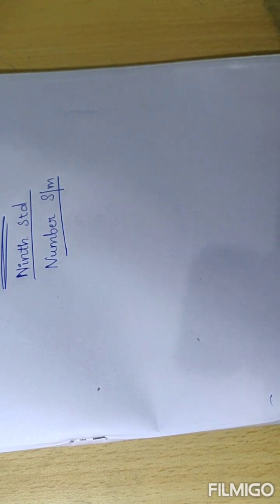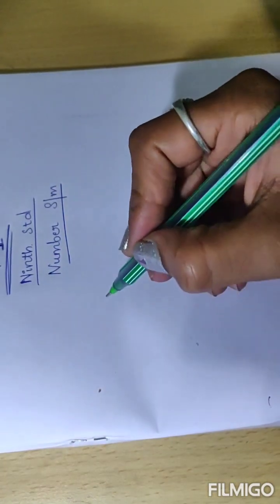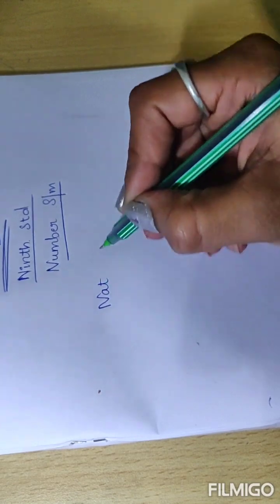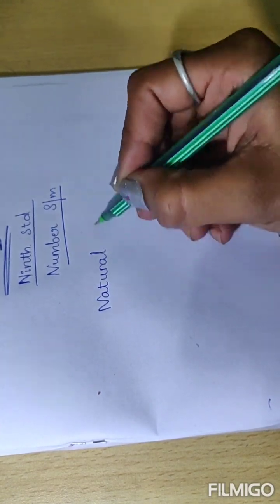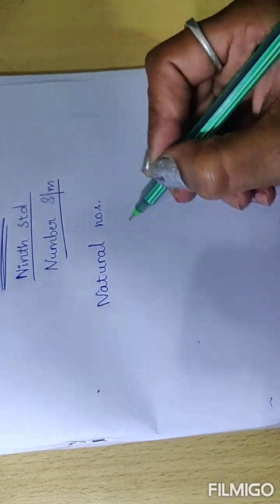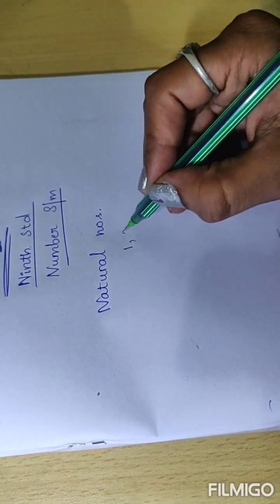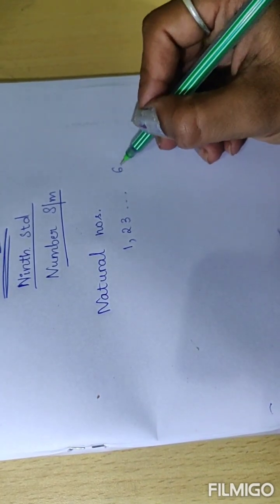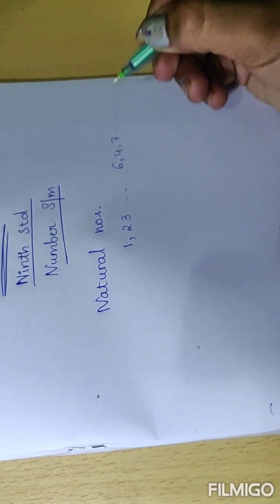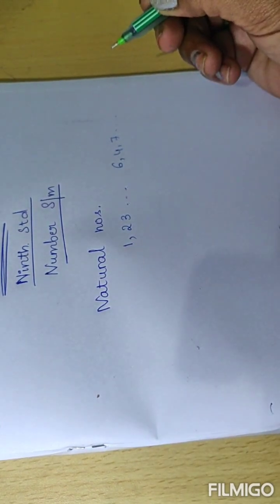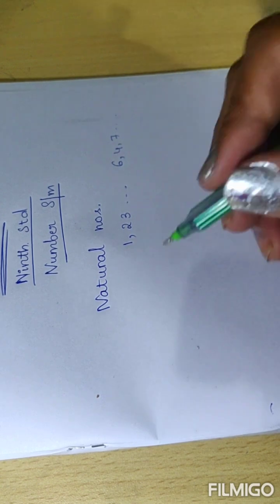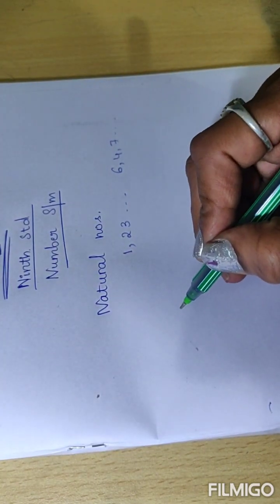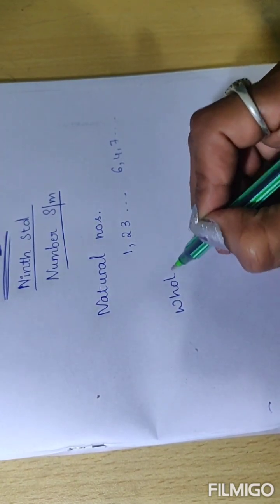the introduction part, natural numbers. So what are natural numbers? Natural numbers are those numbers which start from 1, 2, 3 and so on and end never, so the number continues. Okay. So there is a difference between the natural number and whole number.